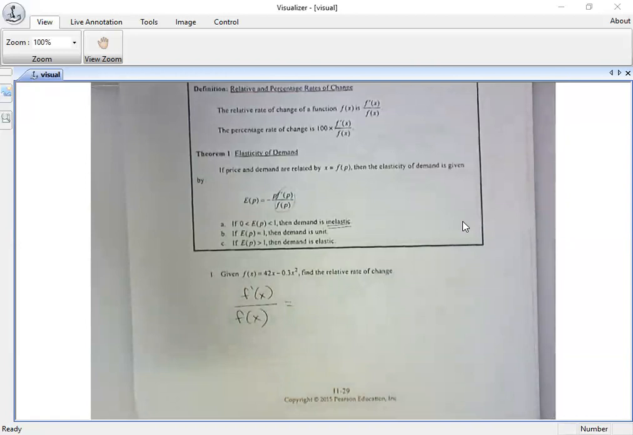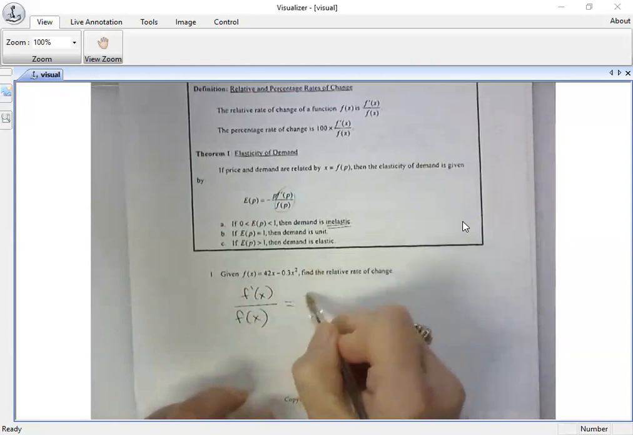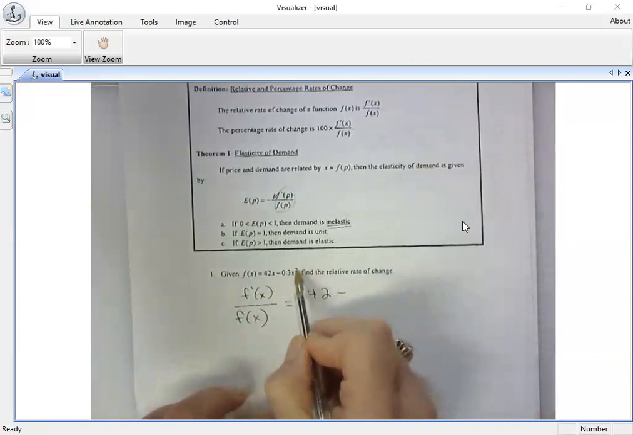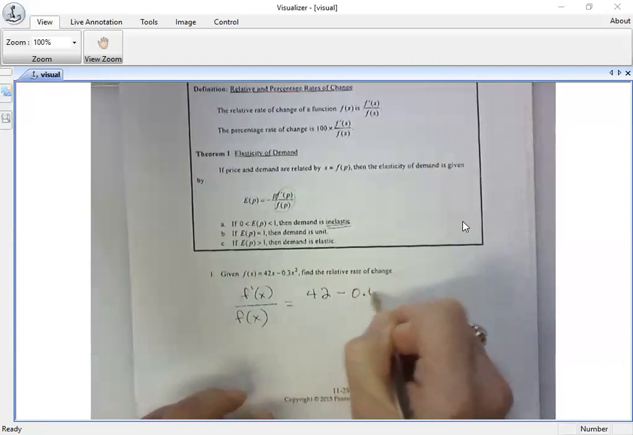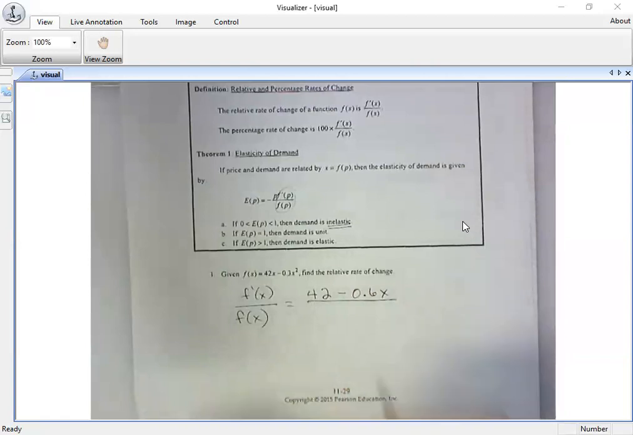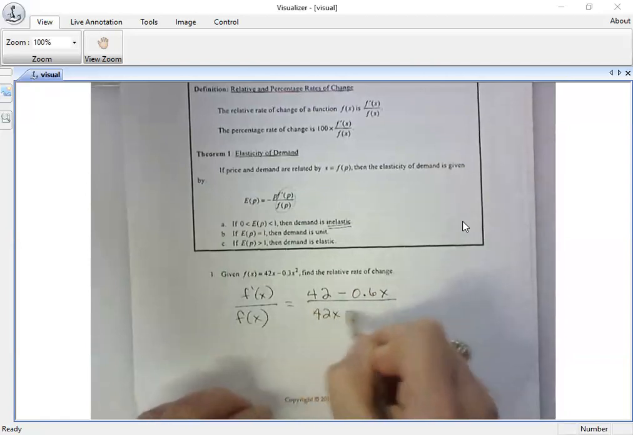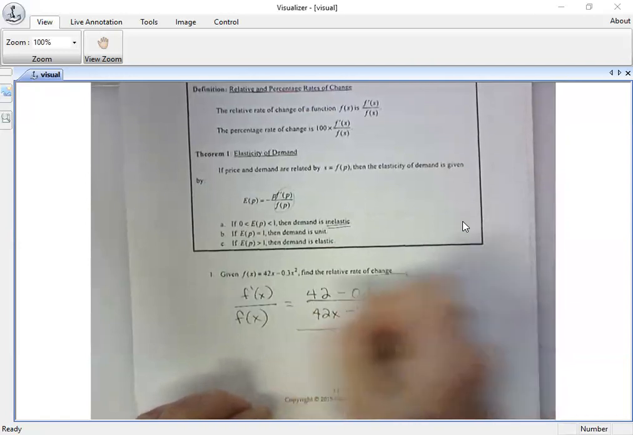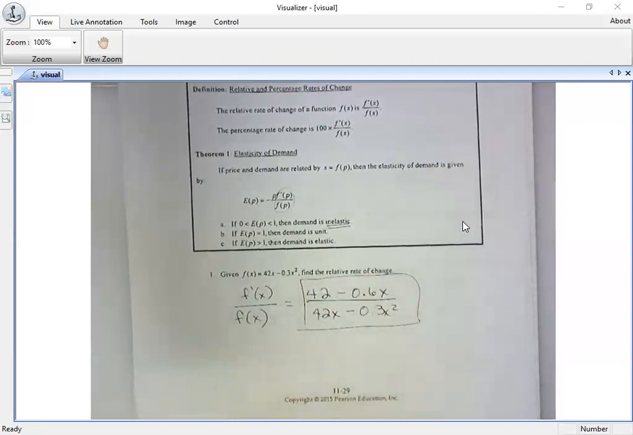Now, can you differentiate 42x minus 0.3x squared? Is it going to be what? 42. Very good. Minus, I have to pull that exponent down, multiply it times the 0.3, so I get 0.6x. That's the derivative over what goes in the denominator. Minus 0.3x squared. And I'm done. That's all I need. That's finding the relative rate of change. It's just the derivative divided by the original.